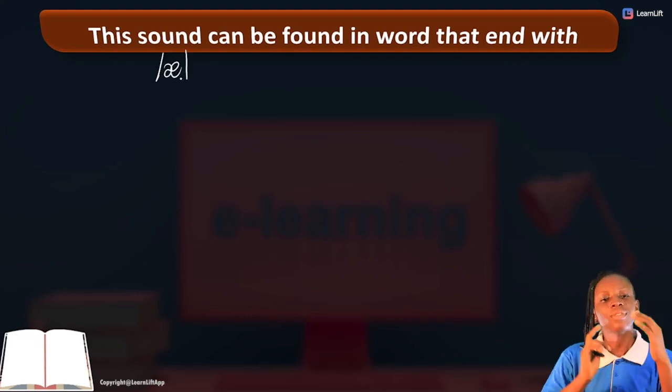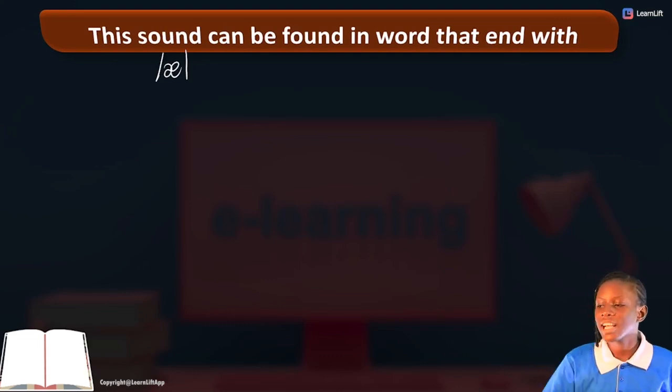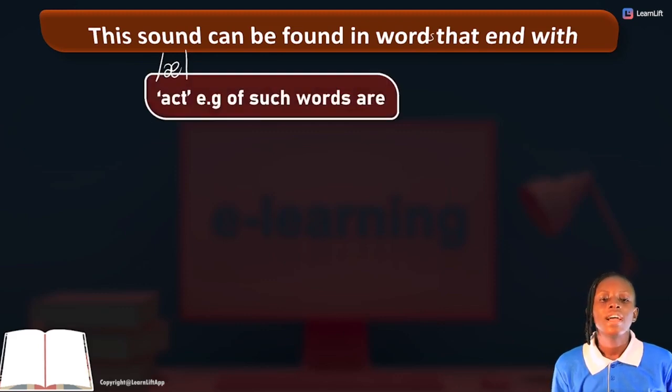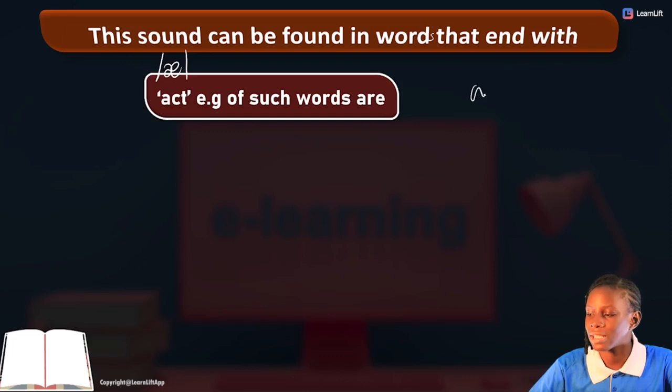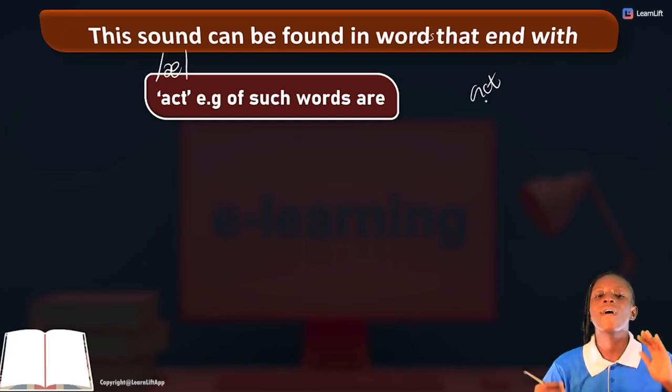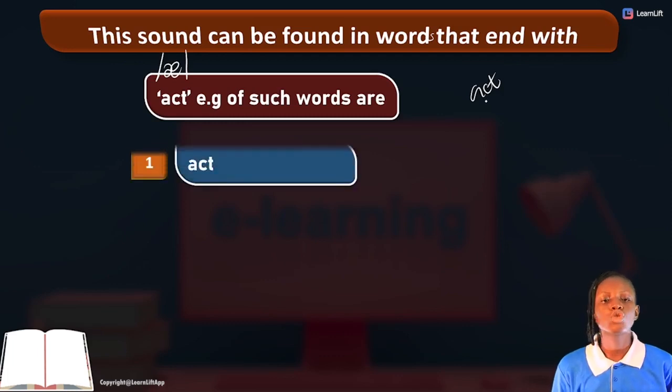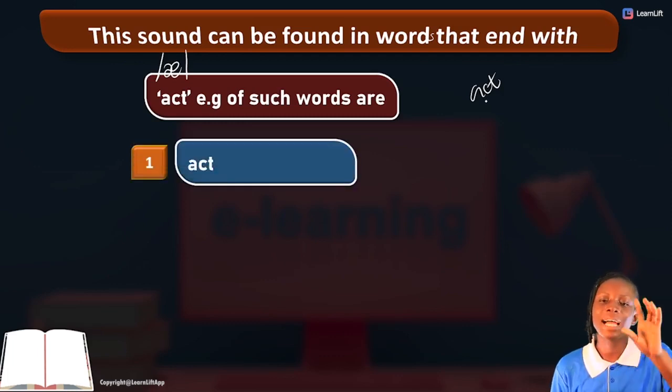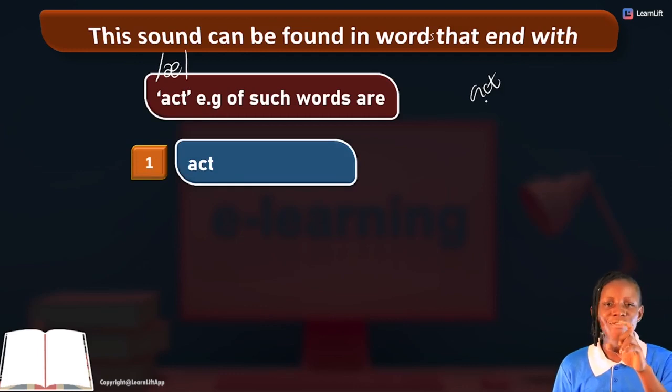This sound, that's the R sound, can be found in words that end with ACT. So most words that end with ACT have the R sound. Now an example of such words, we have one to be act. I'll call this body skirt. Body skirt is a very short rule to get these rules into your mind. So we have our act number one.